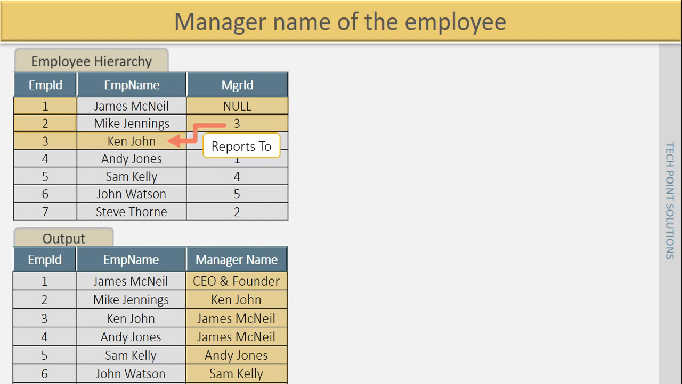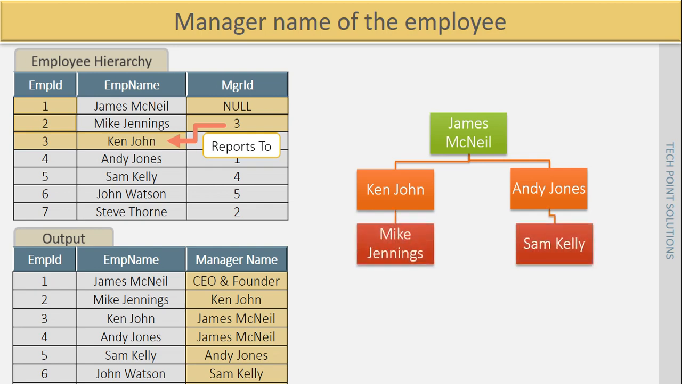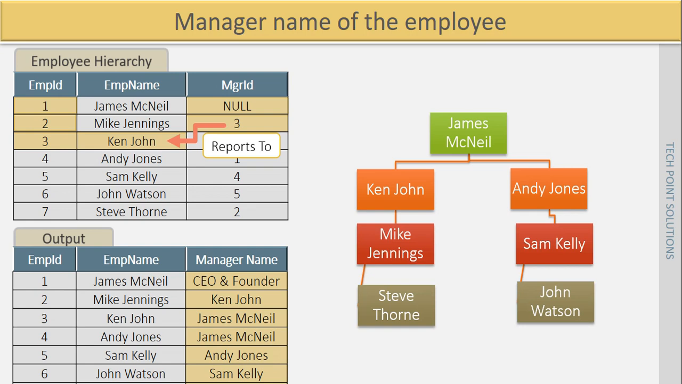Now let's understand the hierarchy of the employees. Who reports to whom? James McNeil is the top level employee. Ken John and Andy John report to James McNeil. Mike Jennings reports to Ken. Sam Kelly reports to Andy. Likewise, the other employees report to their top level employees.